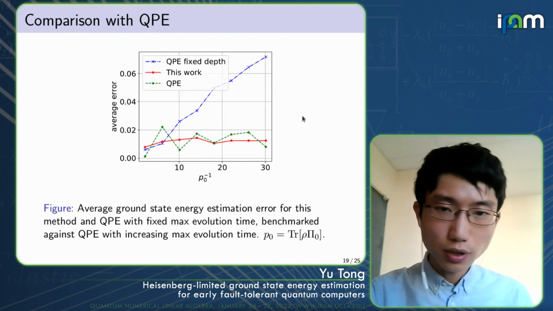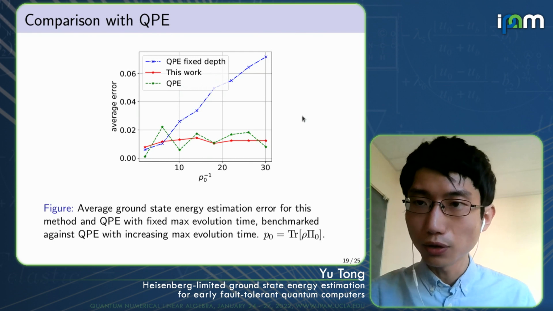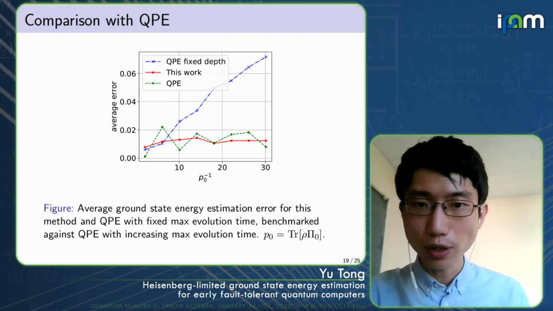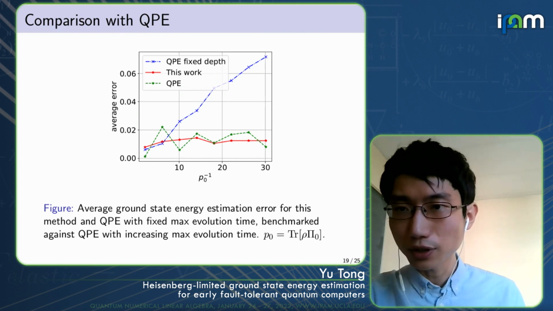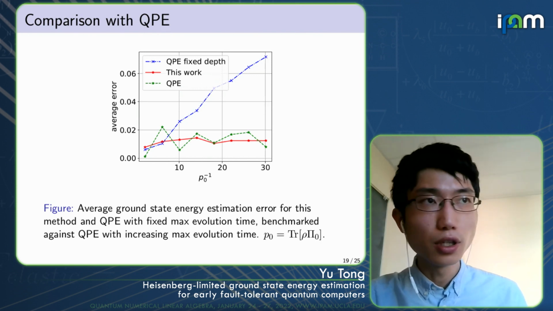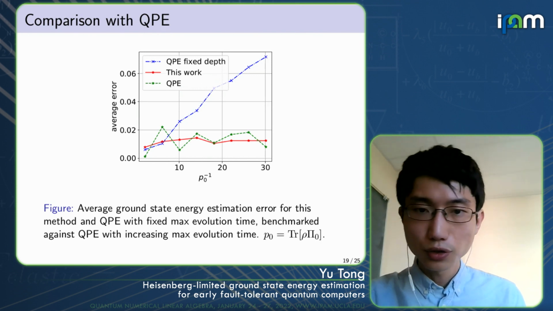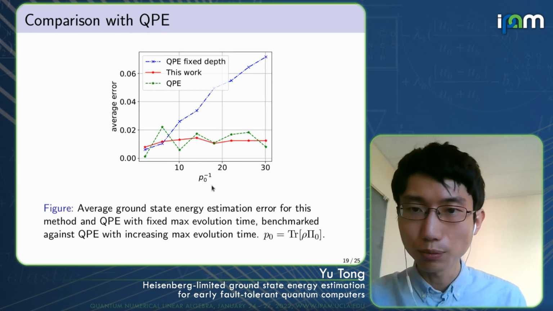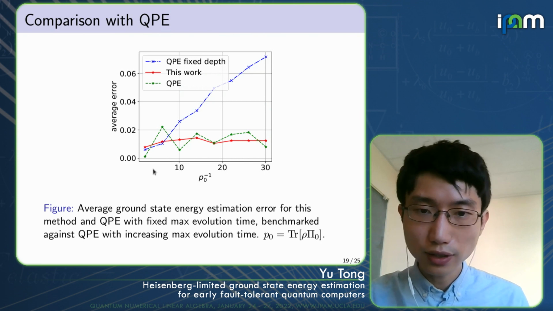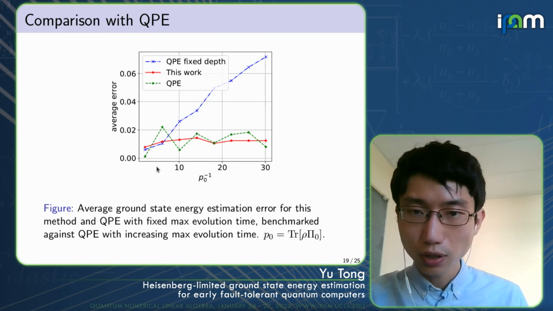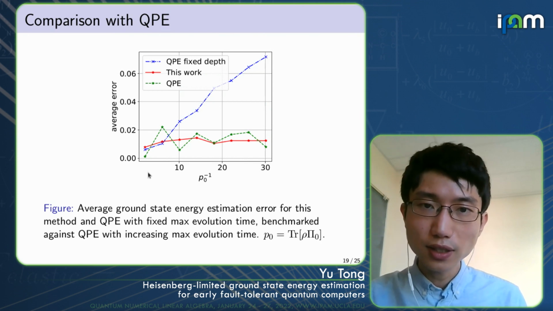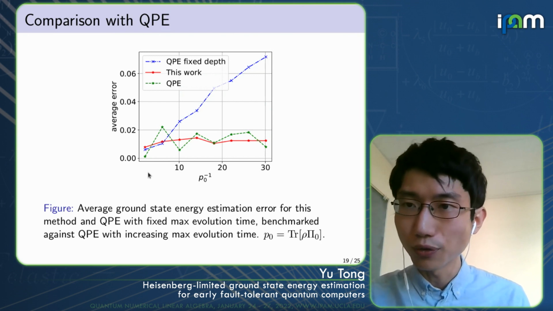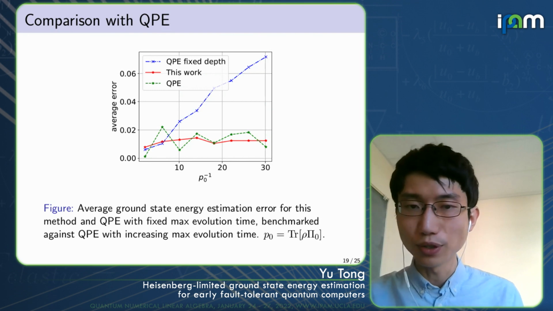Now, besides this theoretical comparison, we also did some numerical experiments. So here we specifically consider a case in which the overlap is diminishing. This P0 actually corresponds to eta in our previous slides. So we just let this P0 go to 0 and then see with fixed circuit depths, how does our algorithm perform and how does quantum phase estimation perform.